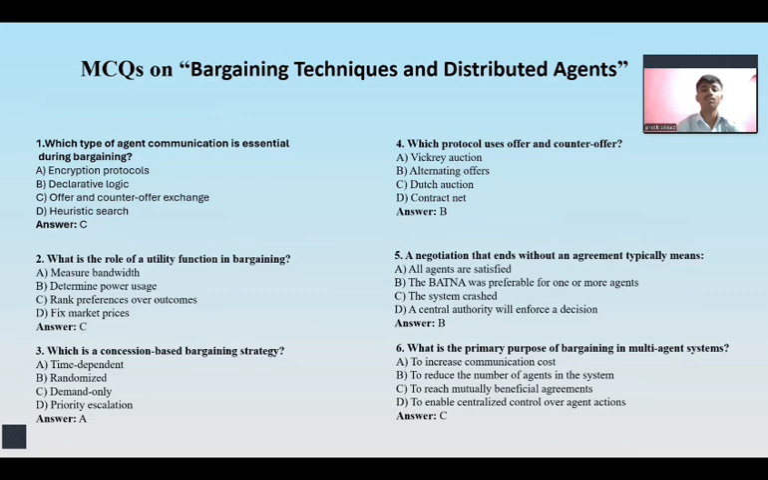Answer A. Time dependent. Fourth, which protocol uses offer and counter offer? Answer B. Alternating offers. Fifth, a negotiation that ends without an agreement typically means. Answer B. The BATNA was poor for one or more agents. Sixth, what is the primary purpose of bargaining in multiple agent systems? Answer C. To reach mutually beneficial agreements.